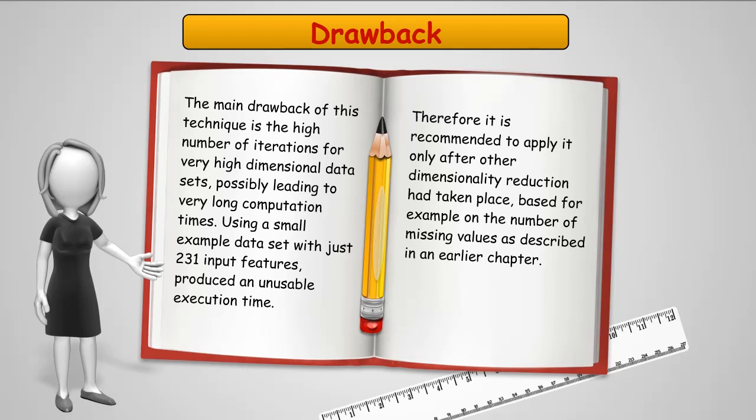Therefore, it's really recommended that if you're going to try and use this as a dimensional reduction, you'd want to do it based on a second tier, meaning that you would have performed something like missing values, low variance, high correlation feature elimination. Perhaps some of those would be done first and then consider doing backward feature elimination, because on a data set this size, it's just not feasible.